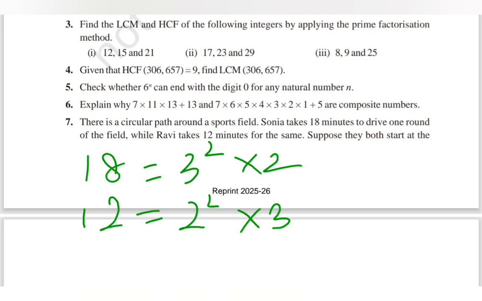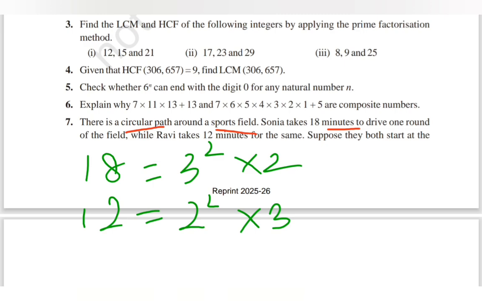So I'll say a simple trick. If you find any of these sums related to time, or any sports field or circular path, if you see these keywords like time, minutes, sports field, circular path, you should say directly that we should find LCM. LCM is the only thing we have to find for this type of sums which contain circular paths, sports field, minutes.